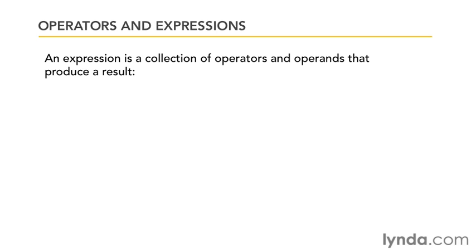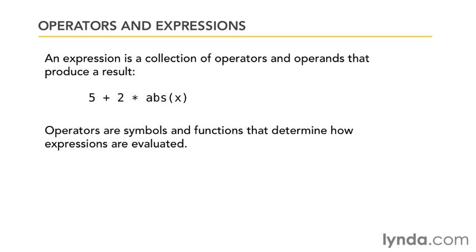produce a result. So for example, if we had an expression like this, where we had 5 plus 2 times the absolute value of x, that is an expression. And the plus and the star, those are operators. Operators are simply symbols and functions that determine how expressions are evaluated.